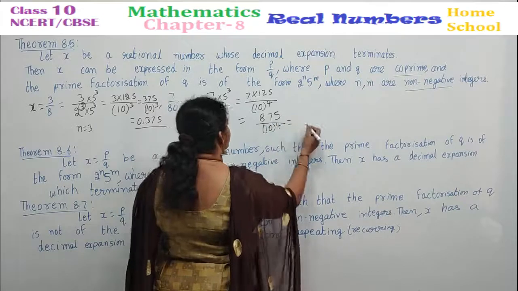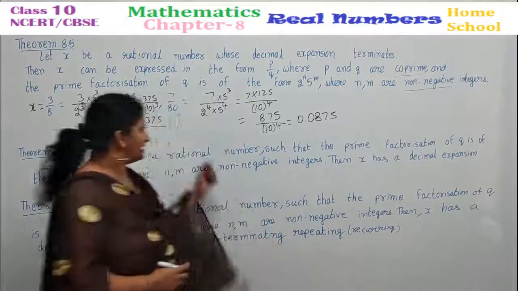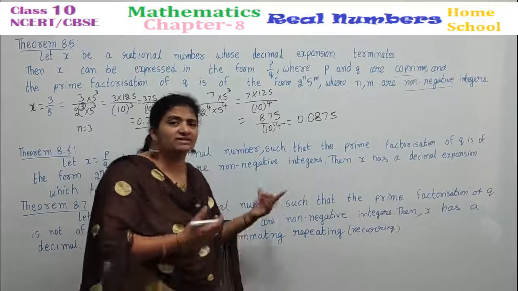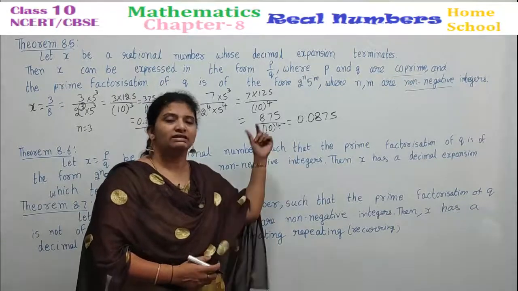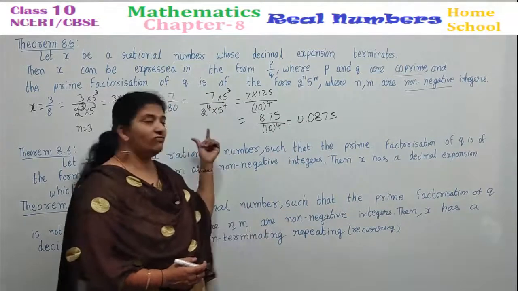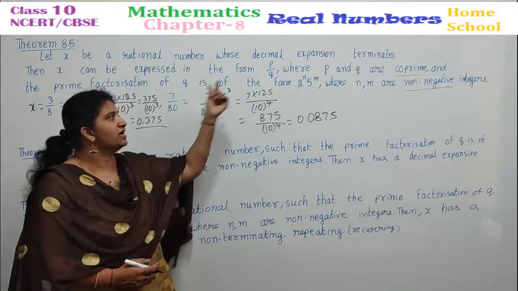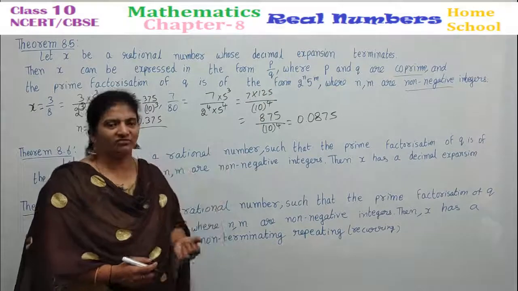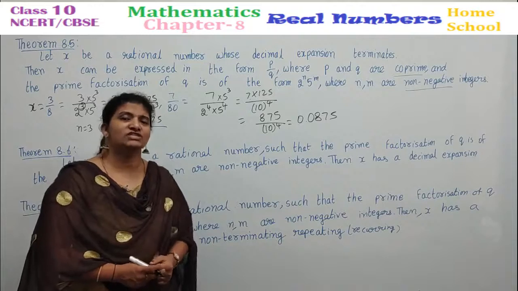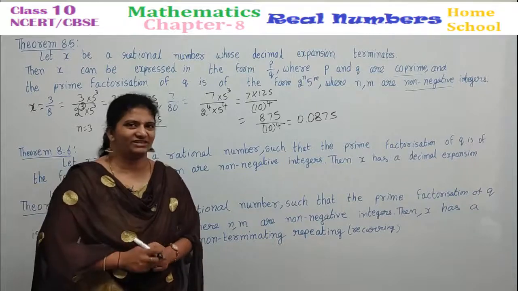So how do you write this decimal, children? 0.0875 is the decimal expansion for this. Now 0.0875, what can you see by seeing this decimal expansion? This decimal expansion is a terminating decimal. So when we have in your denominator multiples of 2 and 5, that means 2 power n and 5 power m, where n and m are non-negative integers, we say such types of rational numbers have a terminating decimal expansion.